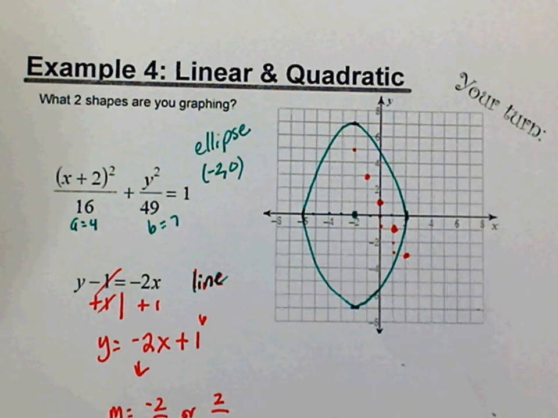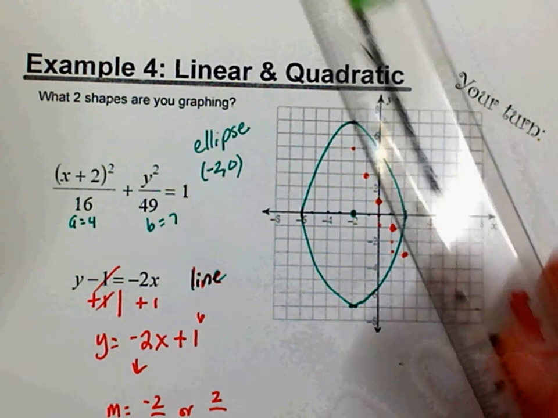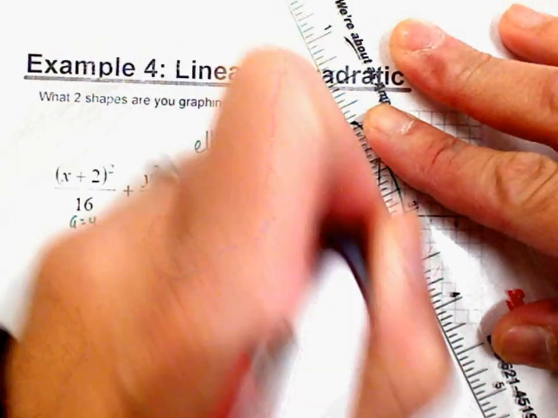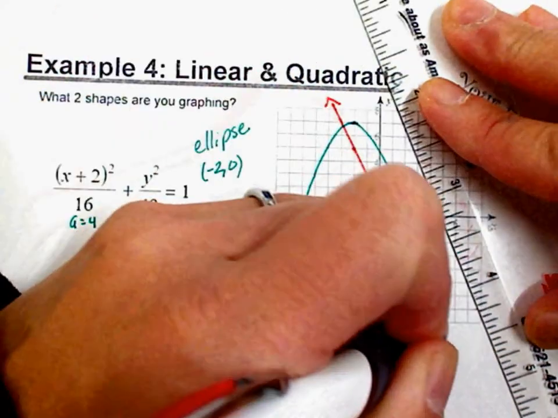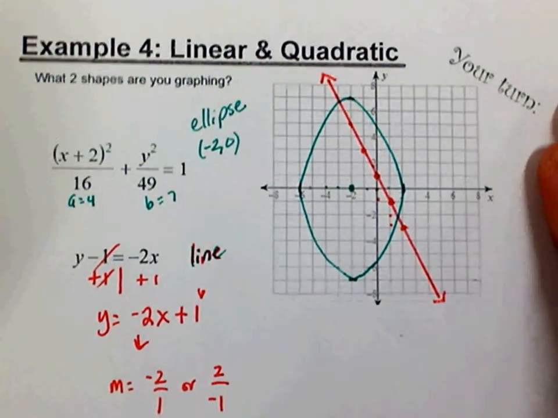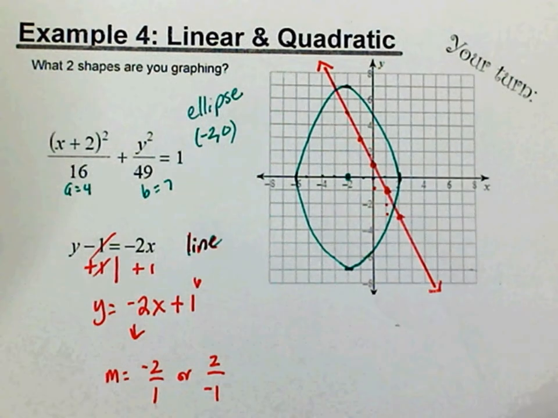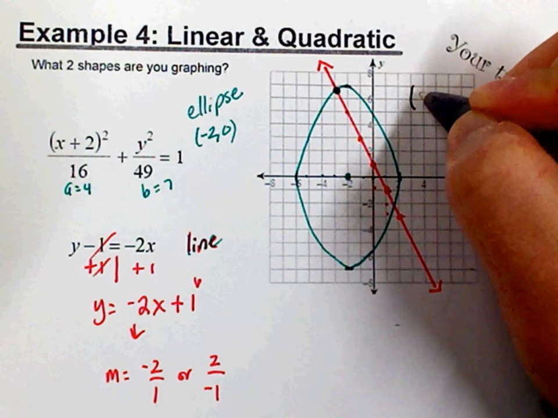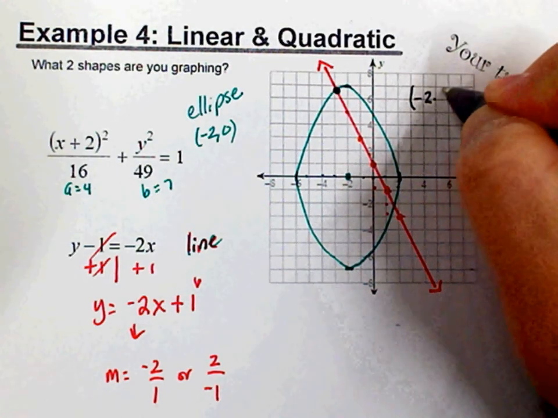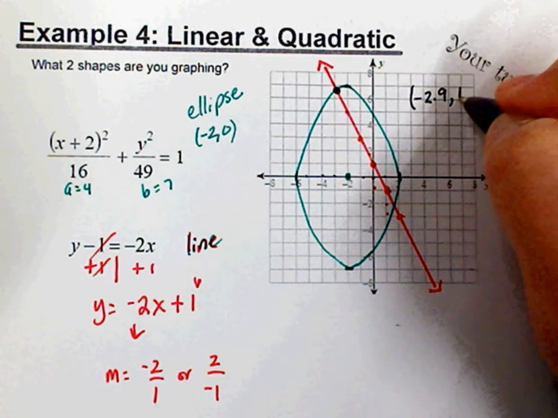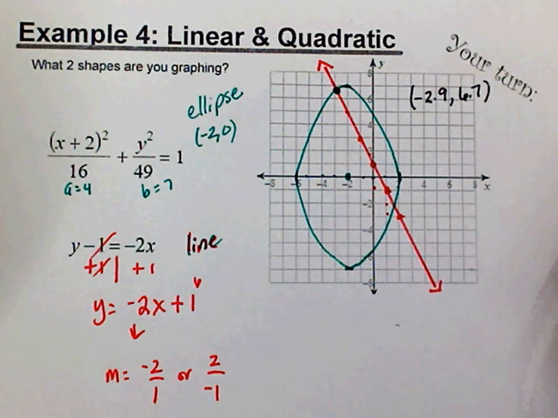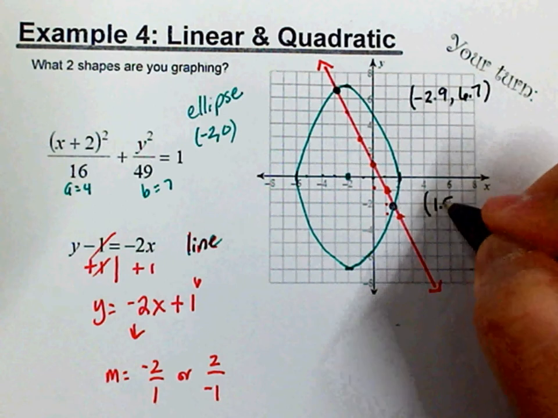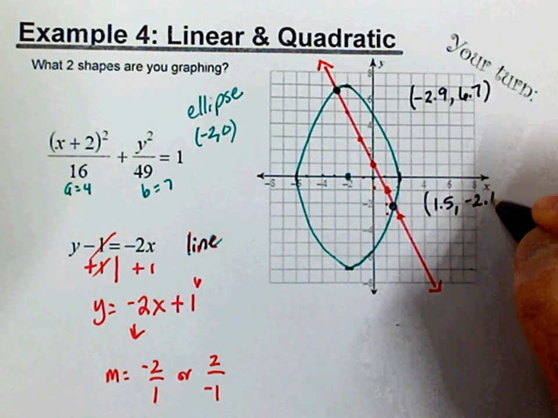All you really need is 2 points, but I like sometimes to do a little bit more just so I can get a prettier graph. Okay, so there's your line. All right, intersection right there. That looks like -2.9 comma, we'll say 6.7. Some of you will say 6.8, and that's fine. What is that point? That looks like 1.5 and -2.1. So there's your intersection for that one.